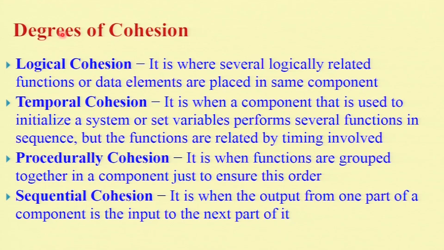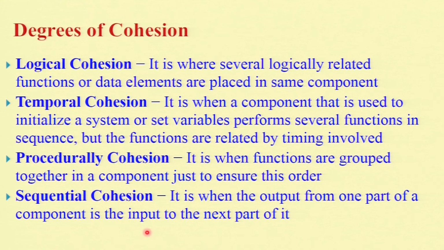Let us see the worst degrees of cohesion. We have logical cohesion, where several logically related functions or data elements are placed in the same component. We have temporal cohesion, where a component used to initialize a system or set of variables performs several functions in sequence, but the functions are related only by timing. Then we have procedural cohesion, when functions are grouped together in a component just to ensure an order. We have sequential cohesion, when the output from one part of a component is the input to the next part of it.